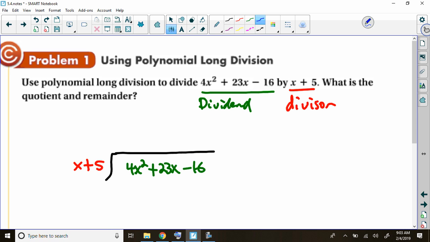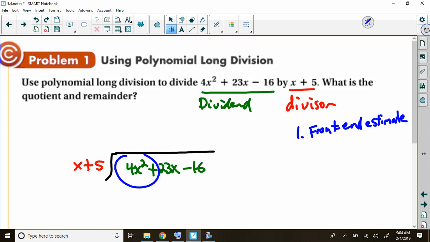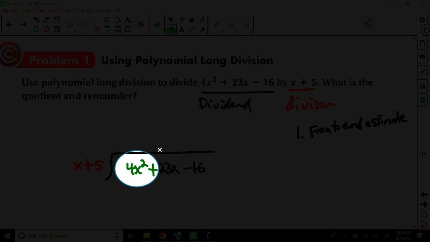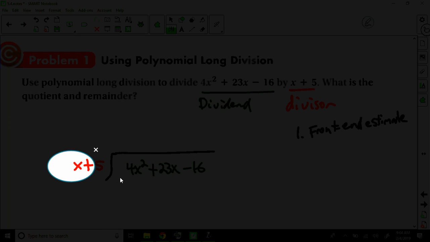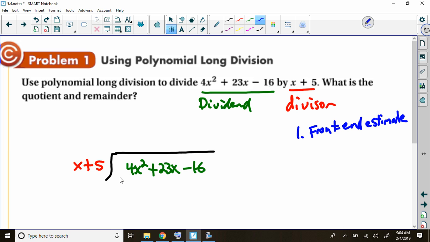So step by step, I'm going to write down off to the margin what I do. The first thing I do is going to be my front end estimate. That doesn't mean that a deer jumped out in front of me and I have to take my car down to the body shop. What I mean is I'm not looking at everything. People get overwhelmed because they look at everything. All I'm looking at is this, and this. All I'm looking at is the 4x squared and the x. So my front end estimate, what I'm really doing is I'm dividing 4x squared by x. What's that equal?